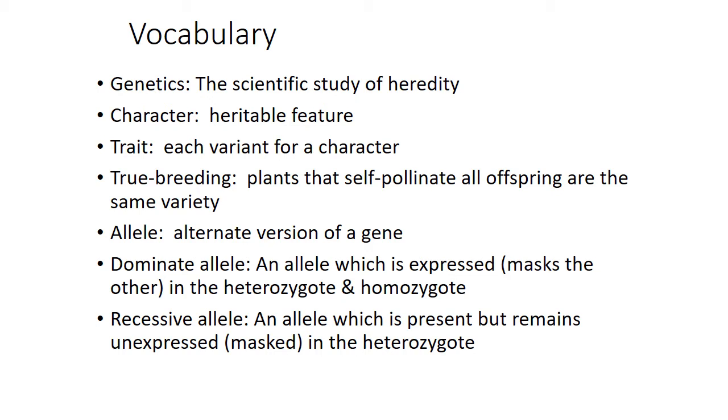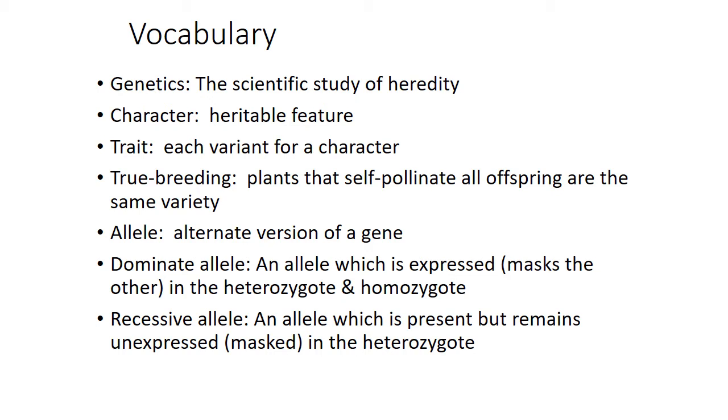Do you have brown eyes or blue eyes? Do you have hitchhiker's thumb or do you have a straight thumb? And that's an allele. The allele is the code for those traits. Dominant allele, an allele that is expressed and it masks the other in a heterozygote. This means that this is the trait that is going to show. If heterozygous, this is the trait that shows.